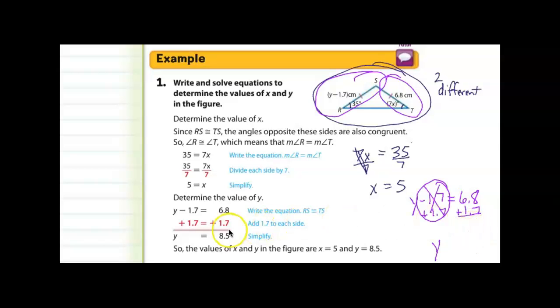Okay, it's over here, so really it's not going to be hard to do. 8 plus 7 is 15. Make sure that you have carried the decimal point down, and we get 8 and 5/10 is what y is equal to.